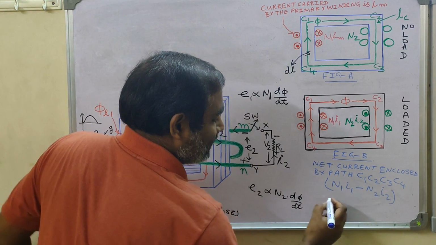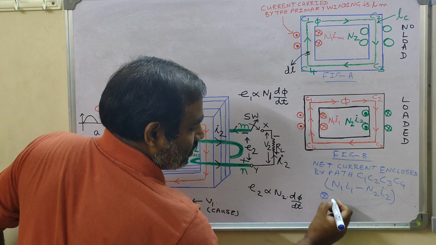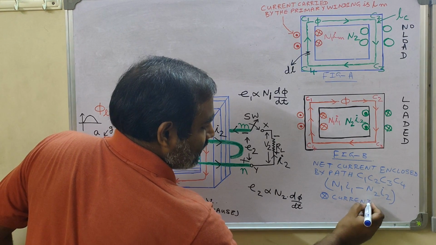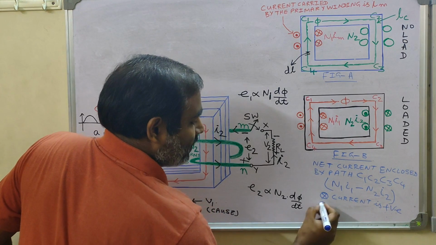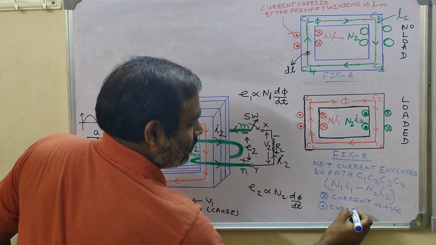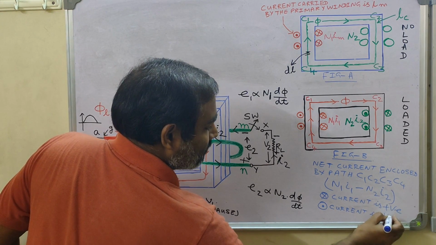So why are we able to write this? We have taken the convention that cross current is taken to be positive. So obviously dot current is taken to be negative.